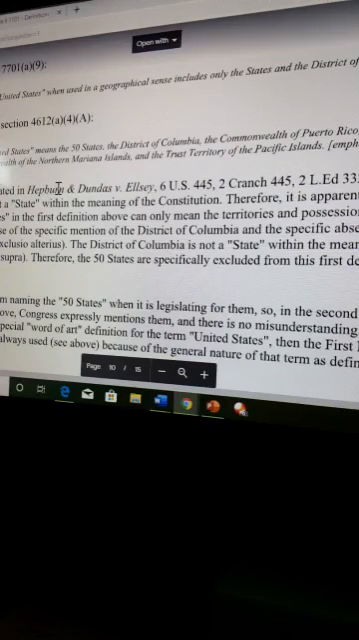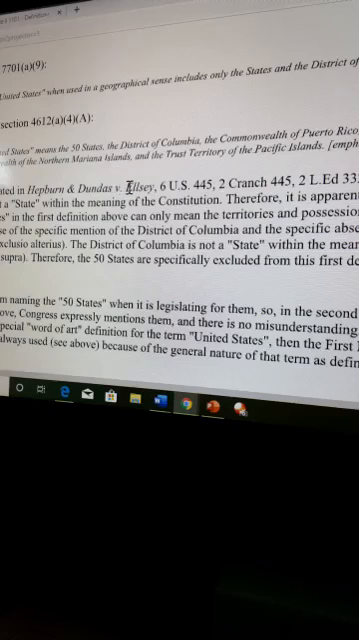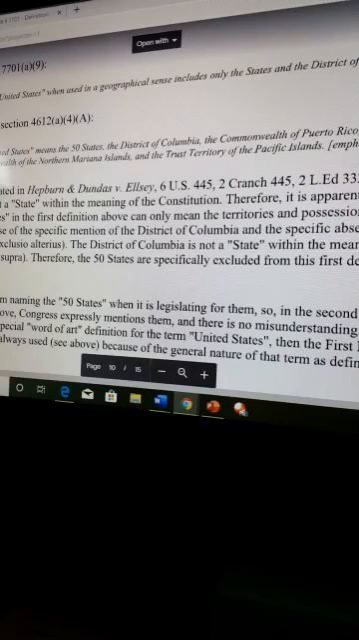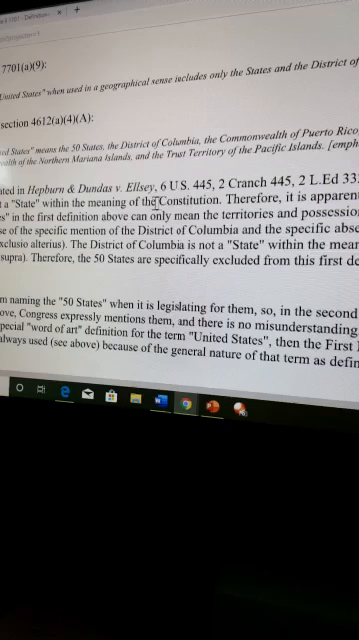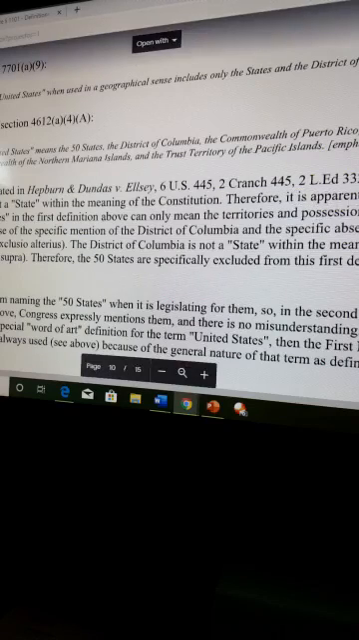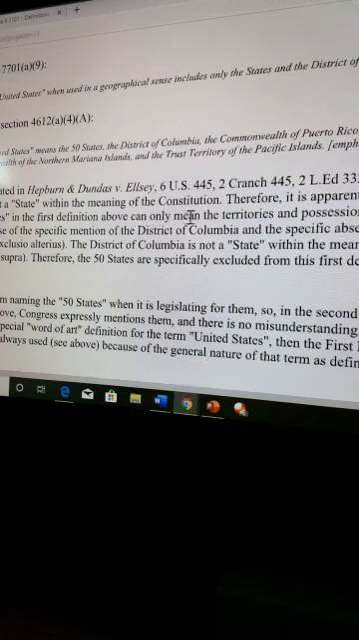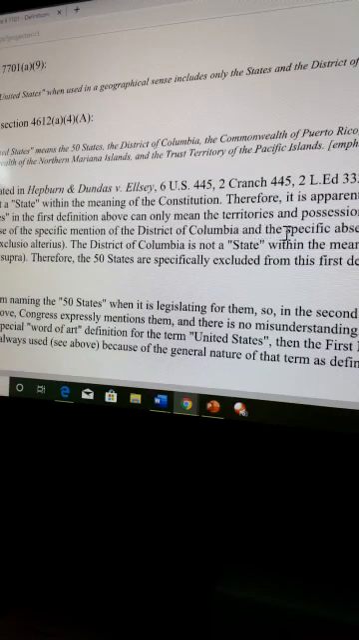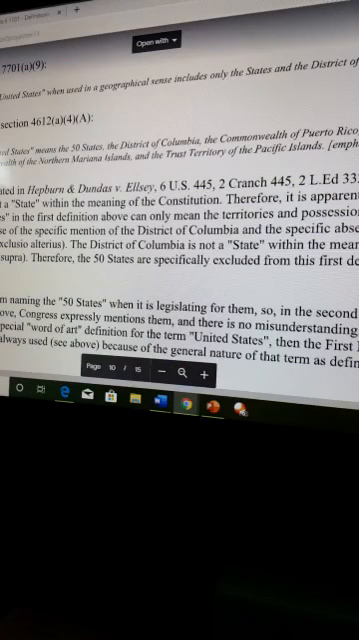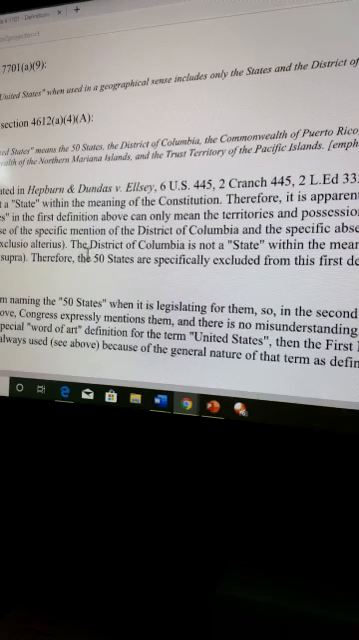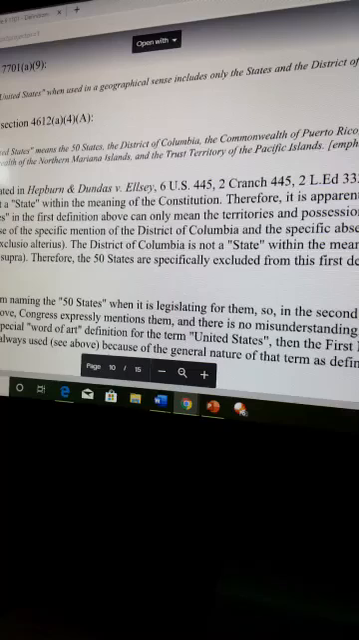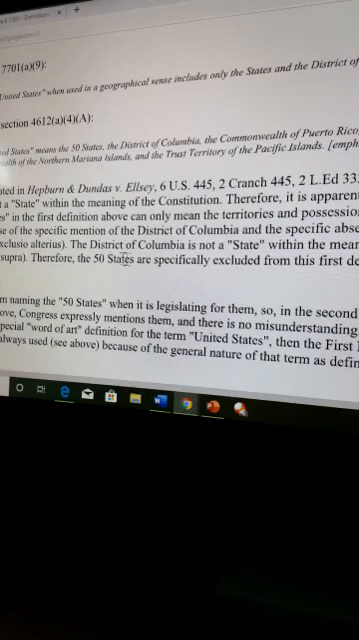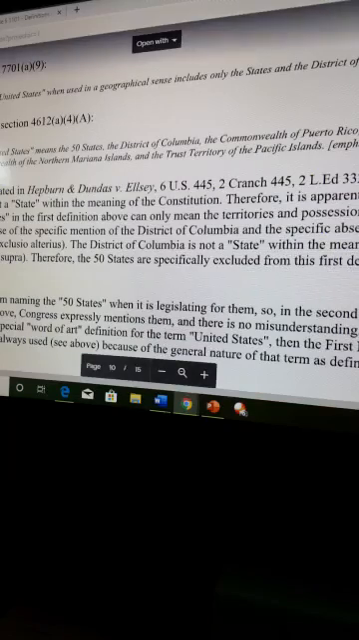The Supreme Court stated in Hepburn and Dundas versus Ellzey, 6 U.S. 445, 2 Cranch 445, 2 L.Ed. 332, that the District of Columbia is not a state within the meaning of the Constitution. Therefore, it is apparent that the meaning of the term state in the first definition above can only mean the territory and possessions belonging to the United States. Because of the specific mention of the District of Columbia and the specific absence of the 50 states, inclusio unius est exclusio alterius, it's in Latin obviously, the District of Columbia is not a state within the meaning of the Constitution. See Hepburn, supra. Therefore, the 50 states are specifically excluded from the first definition of the term United States.